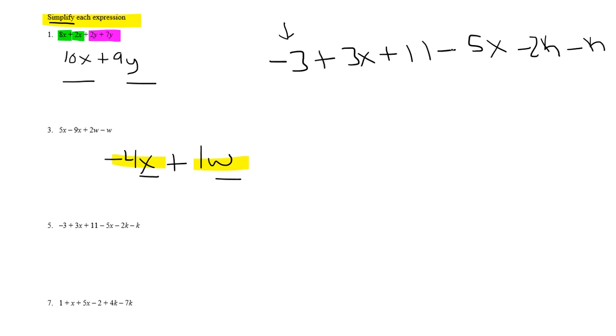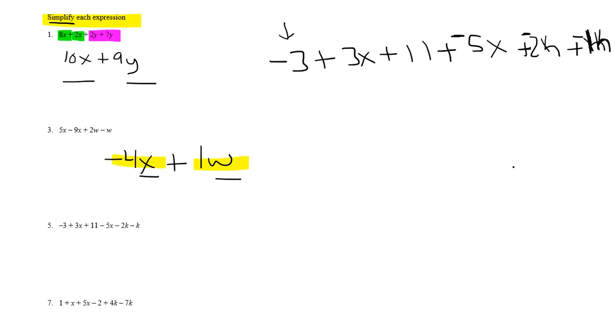So we are going to change this subtraction to adding a negative 5x, and then after the 5x, there's another subtraction. So we're going to change this to adding a negative 2k, and then there's another subtraction, so we're going to change this to adding a negative 1. This is a 1k.